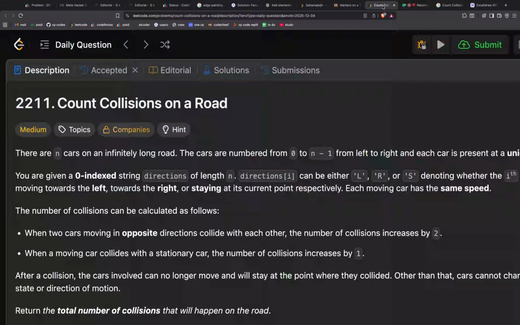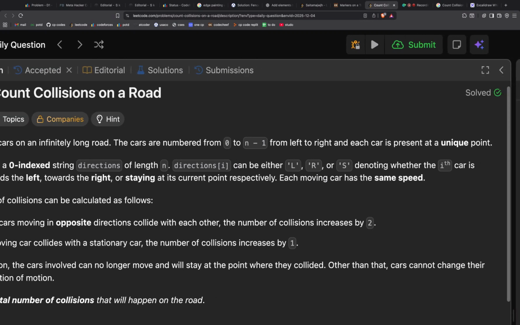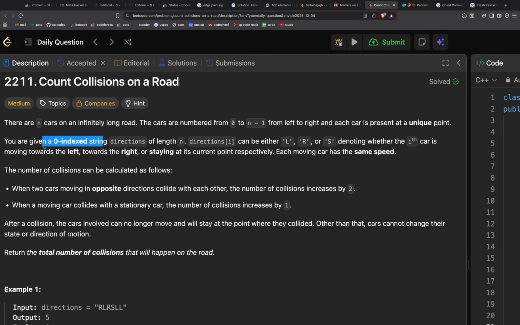Hello friends, so this is the video tutorial for today's LeetCode problem of the day, 2211, which is Count Collisions on a Road. The question says there are n cars on an infinitely long road. The cars are numbered from 0 to n minus 1 from left to right, and each car is present at a unique point. Okay, so you are given a zero-indexed string directions of length n.